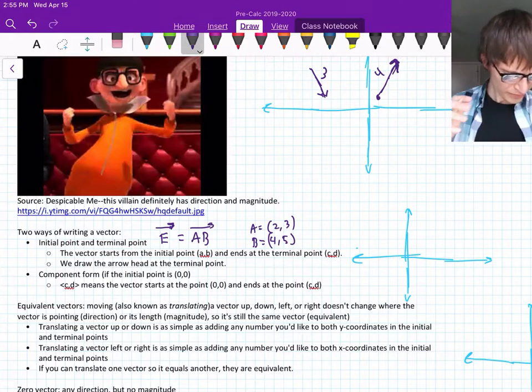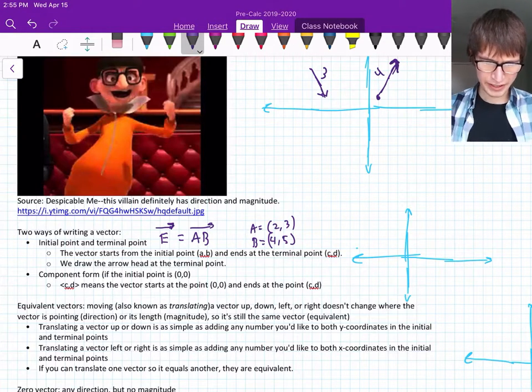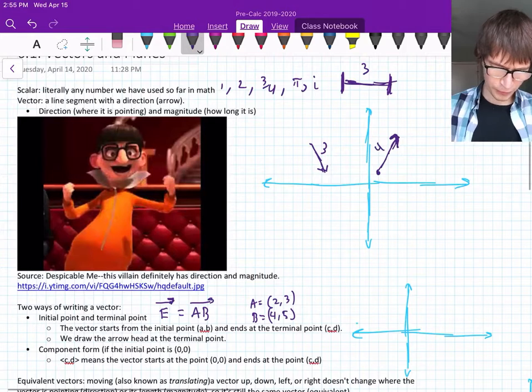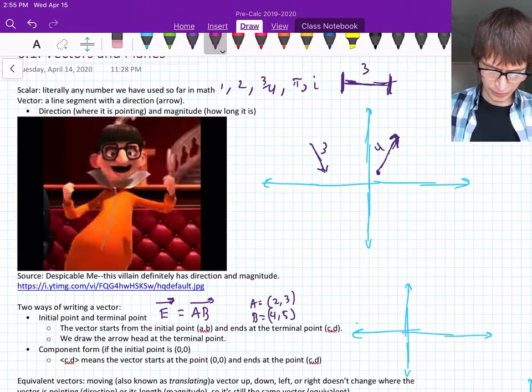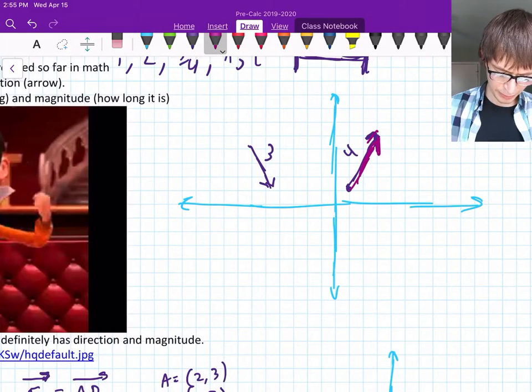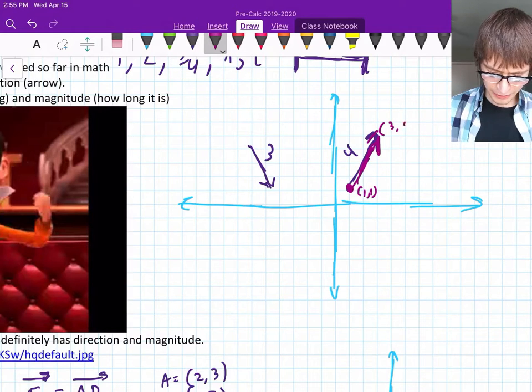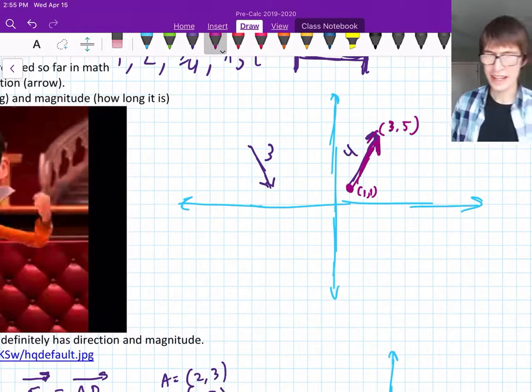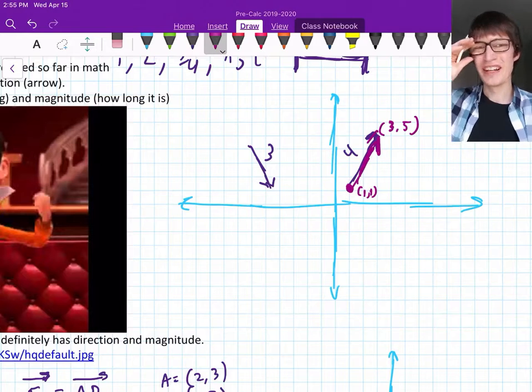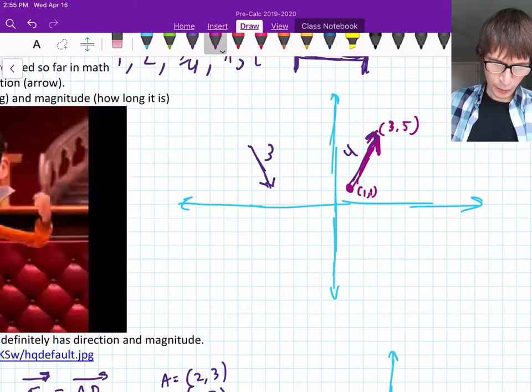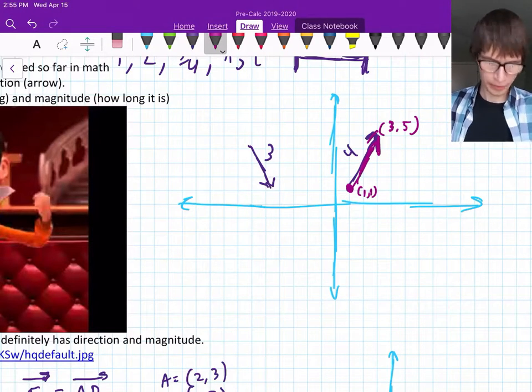So if I could take a vector, we could say this one over here that we've been looking at. What point does it start at? It starts at the point, let's say, 1, 1. That's 1, 1. And it ends at the point 3, 5. So we'd say this is an arrow, this is a vector that starts at the point 1, 1 and goes to the point 3, 5.